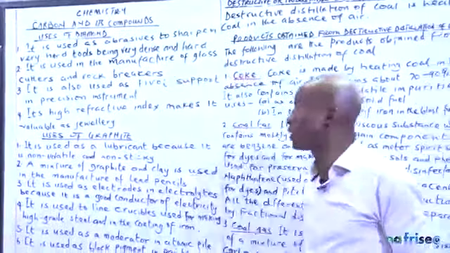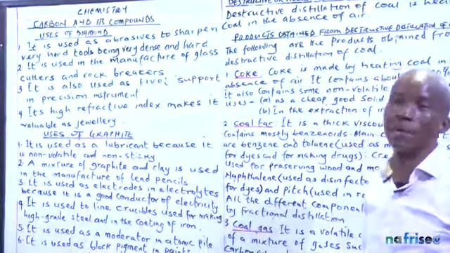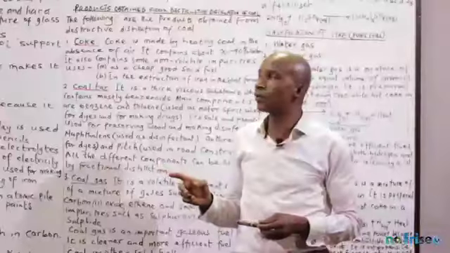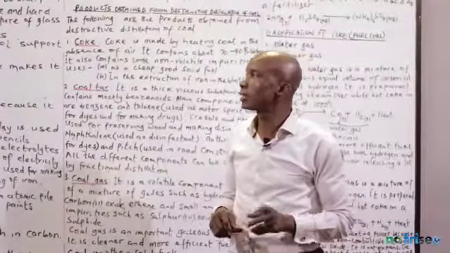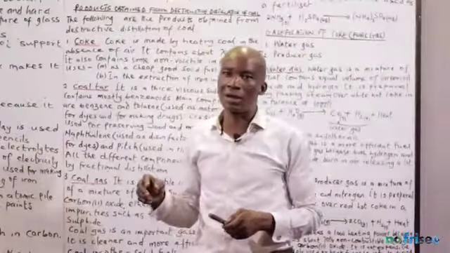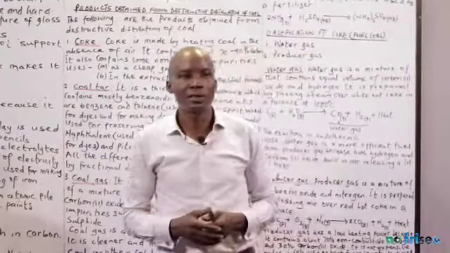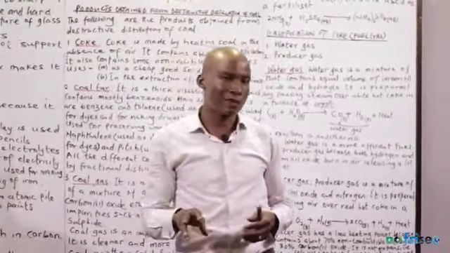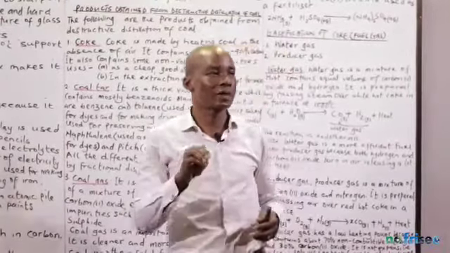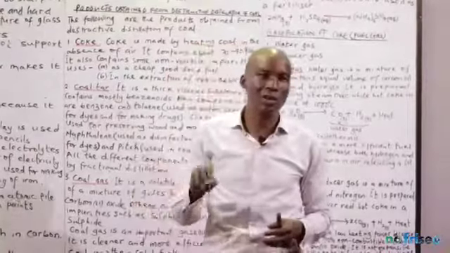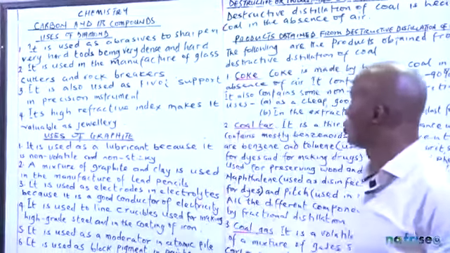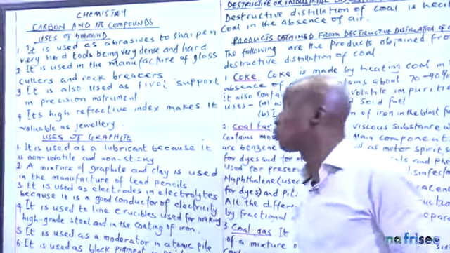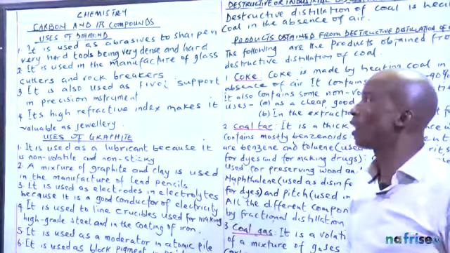Good day, students. The last time we met, we were on carbon and its compounds, and we are going to continue from where we stopped last time. Before we parted, I told us that we're going to be looking at the properties of diamond, the properties of graphite, the uses of diamond, the uses of graphite, and that will take us to the destructive distillation of coal that we're going to see as we move on today.